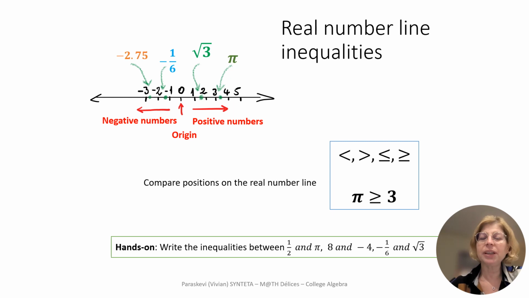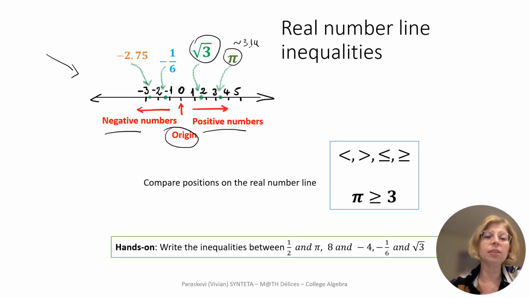And because in real life we need to compare quantities, we have put all the real numbers on a real number line, as we call it, like you see here, where we have in the middle the origin, which is 0, on the right positive numbers, and on the left part the negative numbers, like 1, 2, 3, 4, 5, and all the in-between numbers, of course. Like you can see here, pi, which is an irrational number, approximately 3.14, so it's a number between 3 and 4, like the square root of 3, the minus 1 over 6 as a fraction, or the minus 2.75 as a decimal number between minus 3 and minus 2.